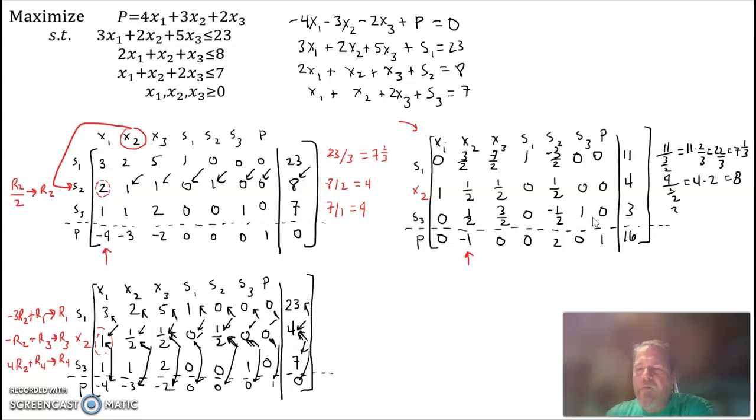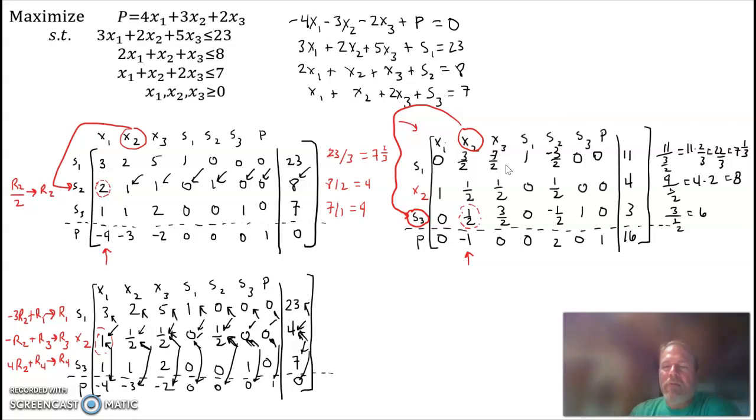3 times 1/2 is the same as 3 times 2 over 1, which is 6. The 6 wins, so we're pivoting off this 1/2 right here. So reminder, we're going to replace x sub 2, which is the column that the 1/2 is in, with this s sub 3, which is the row that the 1/2 is in. So I'm going to recopy this. I'm going to slide everything up a little bit and recopy this, and then we'll work on that pivot.